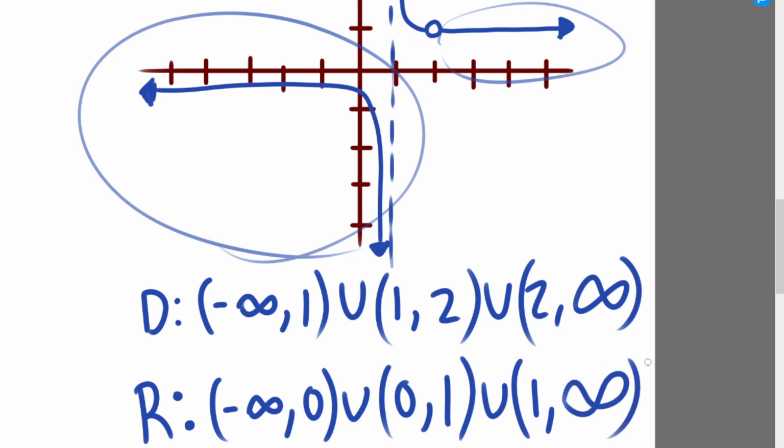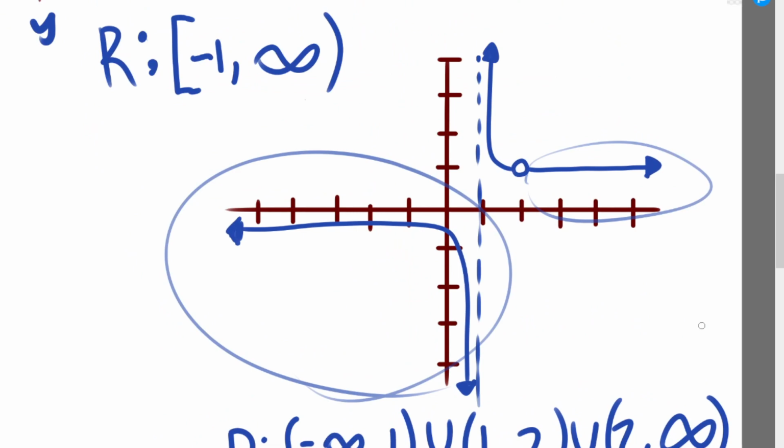Basically what it's asking is, what are all of the values for our y's? And then for domain, what are all of our values for our x's?